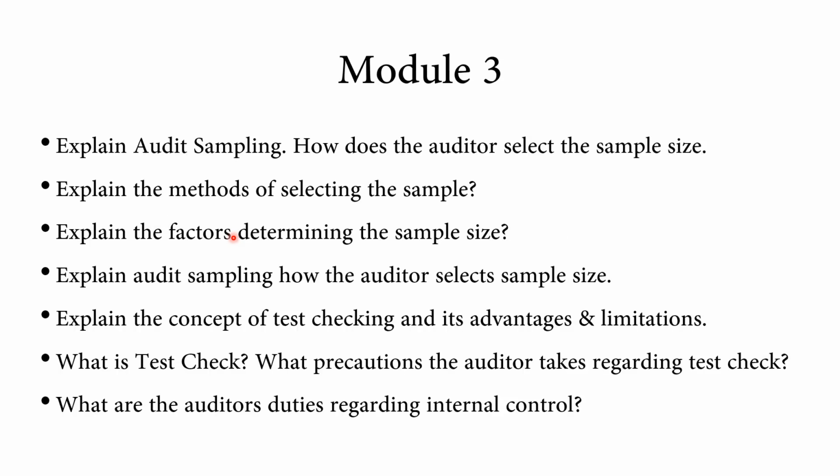Okay, next is module number 3. Explain the audit sampling and how does the auditor select the sample size. Next, explain the method of selecting the sample. Next, explain the factors determining the sample size. Next, explain the audit sampling and how the auditor selects the sample size.